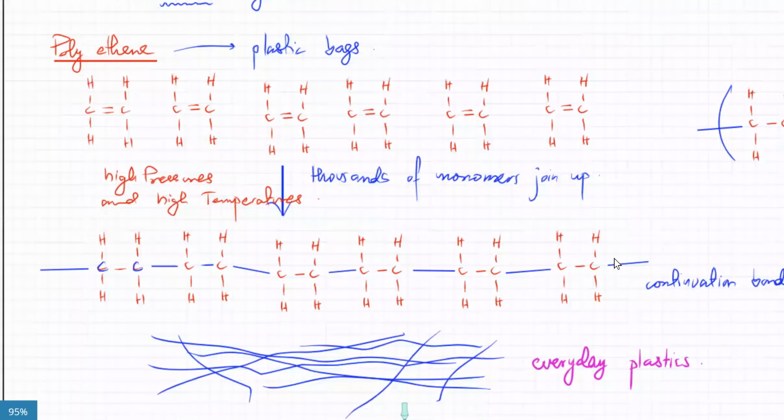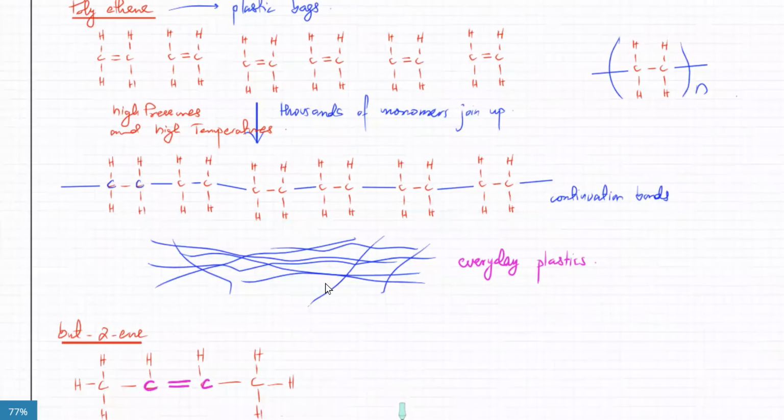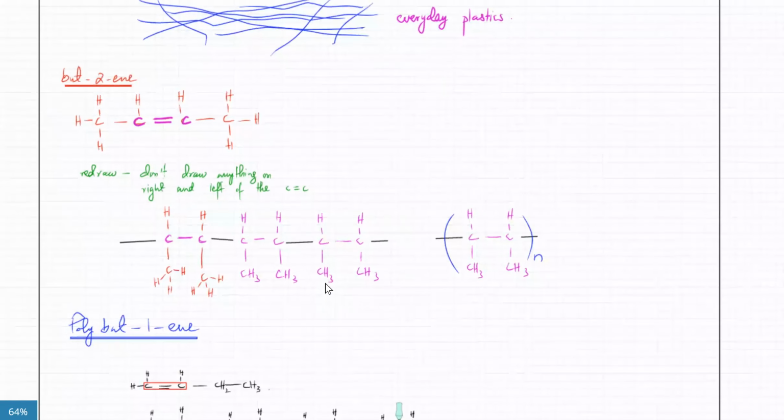an addition polymer had monomers that were alkenes. They had double bonds, all of them. Under high pressures and high temperatures, thousands of monomers would join up. What would happen is that the double bond between them is going to break, all of them, and they would start linking up with each other. The carbon atom, after the removal of the double bond, would be short of one bond. So it would connect with the other carbon atom and so on. So everyday plastics are like this, strands entangled with each other. So we learned about all of this as well.